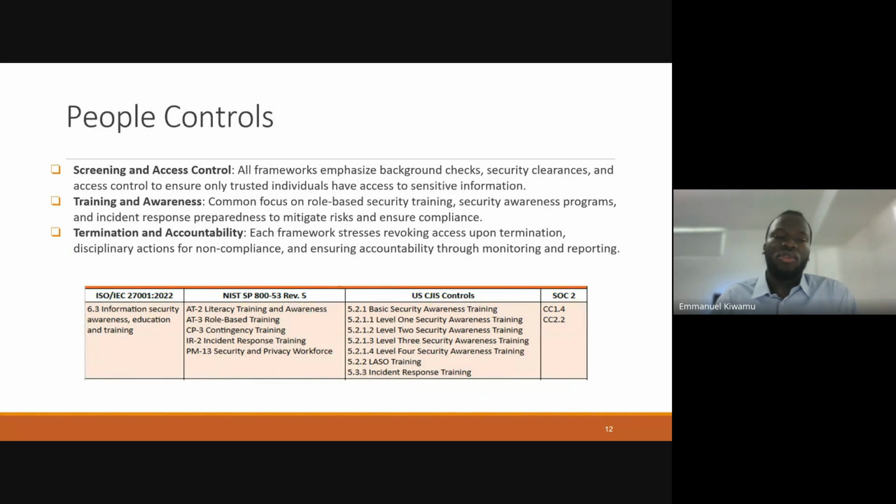So in terms of people controls, all the standards also emphasize the need for screening and access control, ensuring that background checks are conducted for all staff and security clearances are obtained for individuals that need access to sensitive information. And in terms of training and awareness, we identified that all the standards emphasize the need for role-based security training. You can see from our screenshots that the US CJIS, because it's a criminal justice information related security policy, also emphasizes different levels of security awareness training.